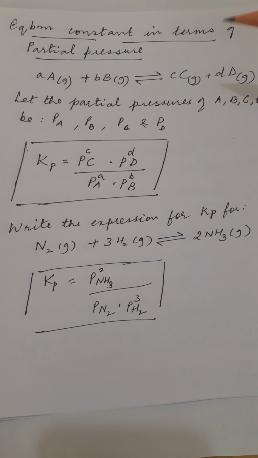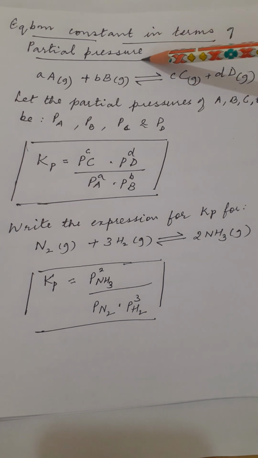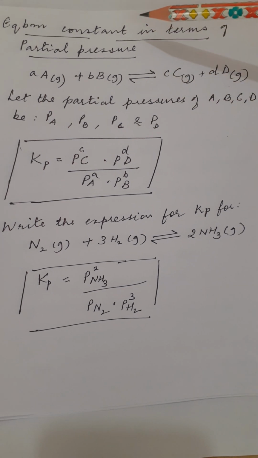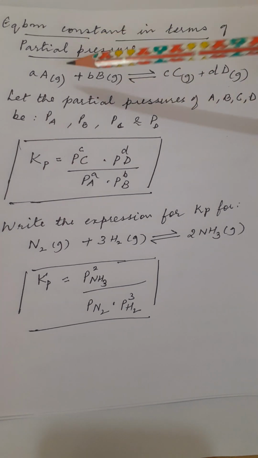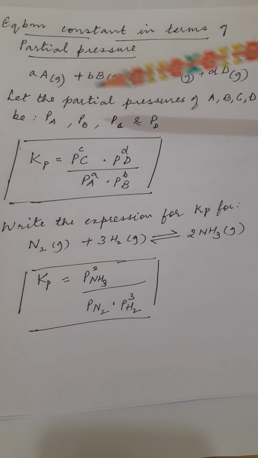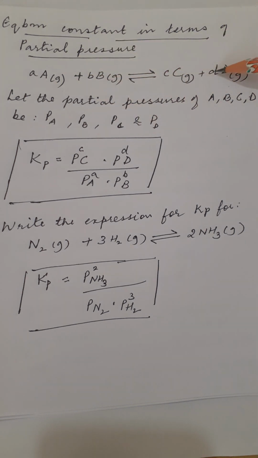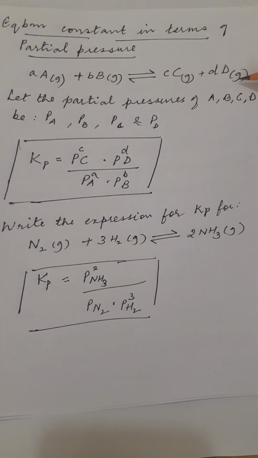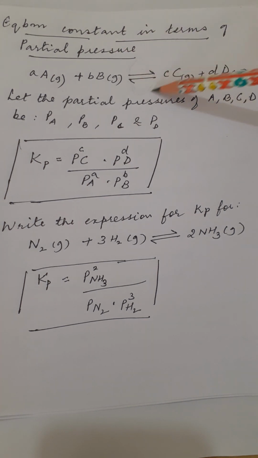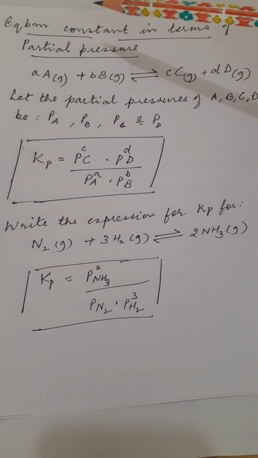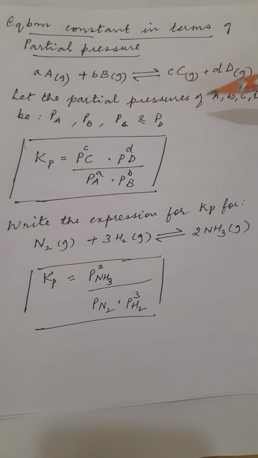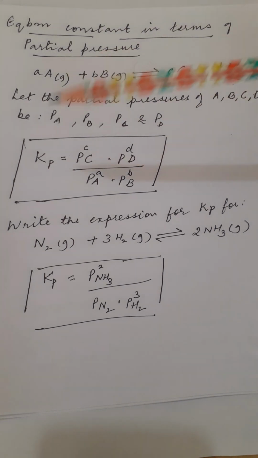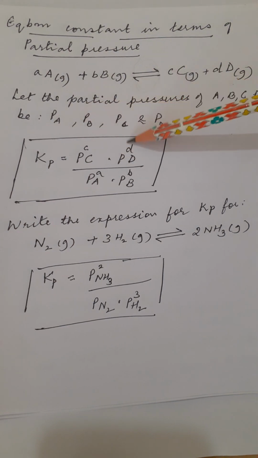Now let us understand, we talked of Kp, that is the equilibrium constant, being read in terms of partial pressure. So let's have a small illustration to represent the same. So again I have the same general reaction aA plus bB reversible cC plus dD, but I have also shown the physical state of each component in the reaction as a gas. And this status is again equilibrium because I am talking of the equilibrium constant. So let the partial pressures of A, B, C, D be represented as PA, PB, PC, PD.